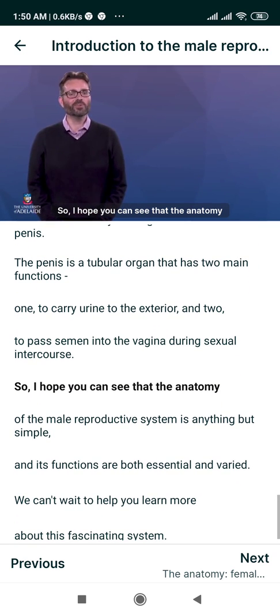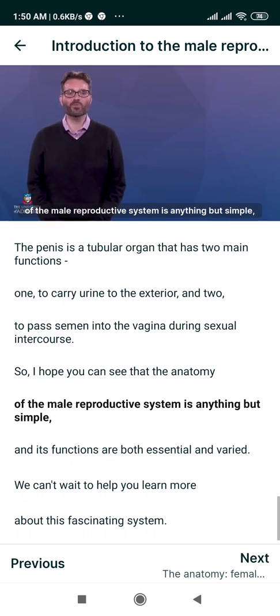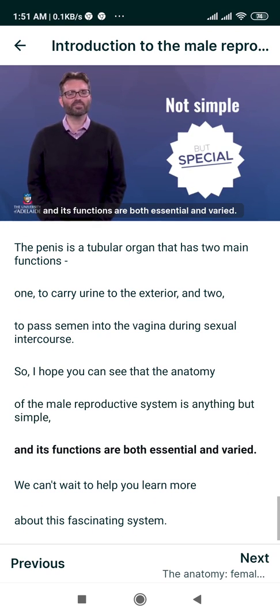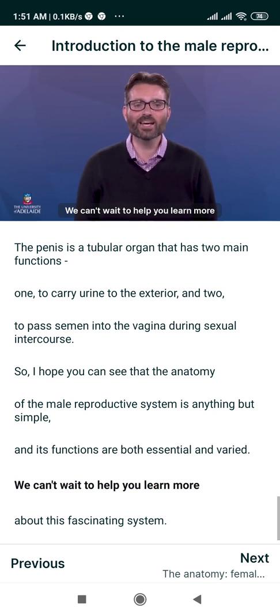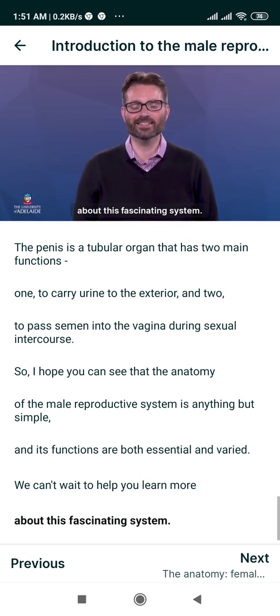So, I hope you can see that the anatomy of the male reproductive system is anything but simple, and its functions are both essential and varied. We can't wait to help you learn more about this fascinating system.